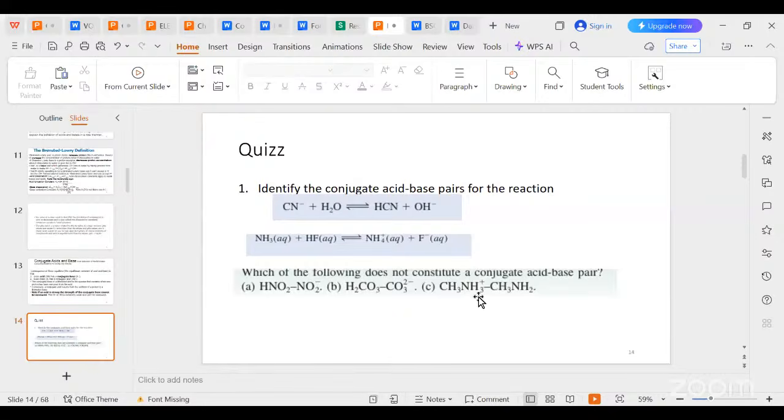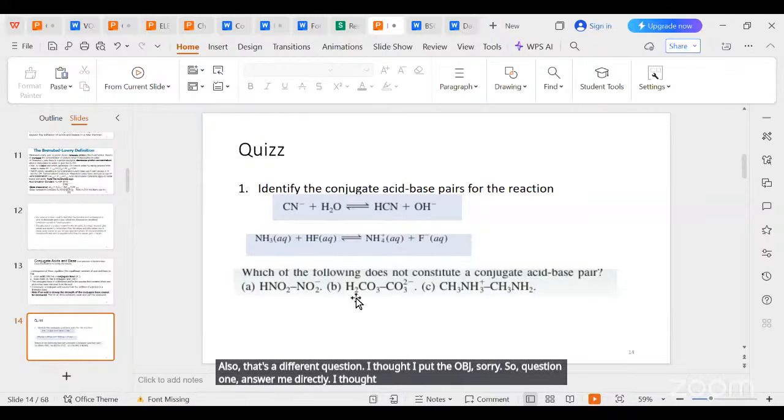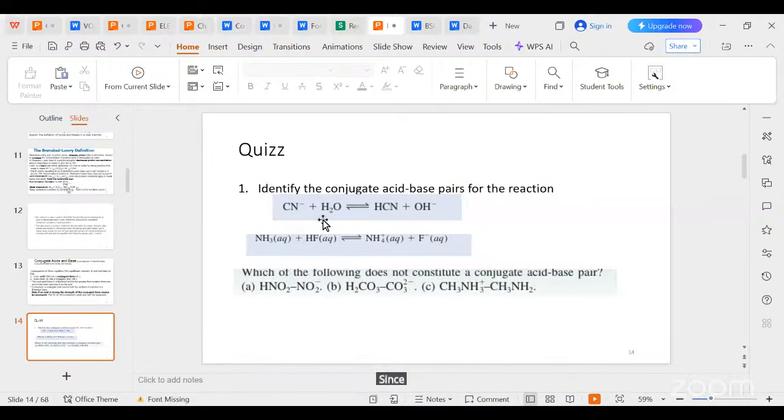Oh, sorry, there are two different questions. I thought I put the OBJ, sorry. So question one, answer me directly. I put the OBJ. I thought this was the base, but when I looked at it, it's not the OBJ. So yes. So which is the conjugate acid? Since this is giving us a basic something, which is the conjugate acid here?